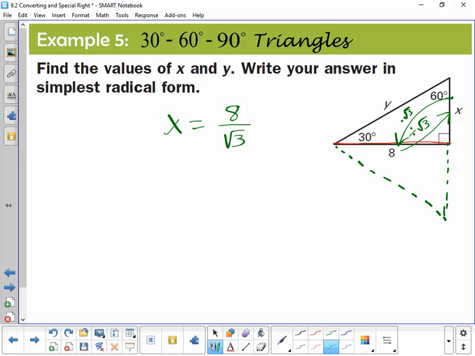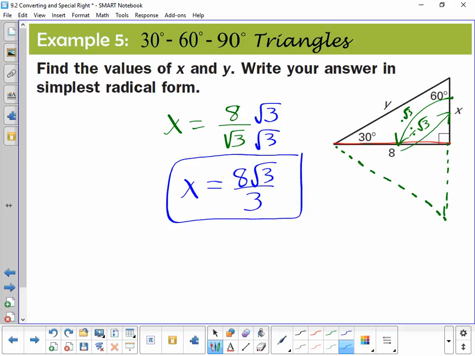So if we rationalize that, we get 8 root 3 over 3, and that one can't be simplified anymore. So that's our solution for x. Now for y, we just need to double it. So y would be 16 root 3 over 3.